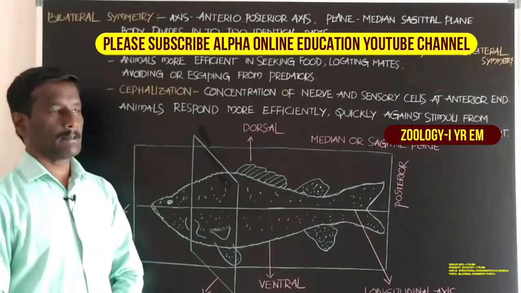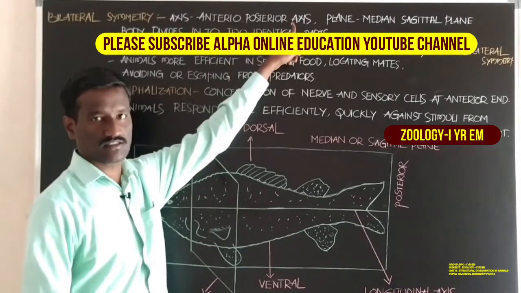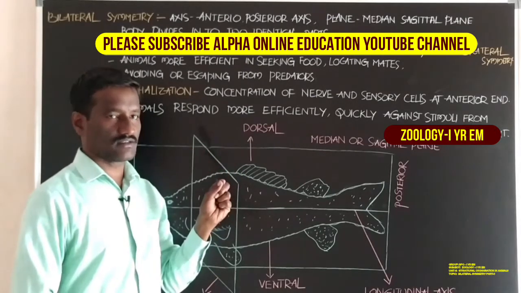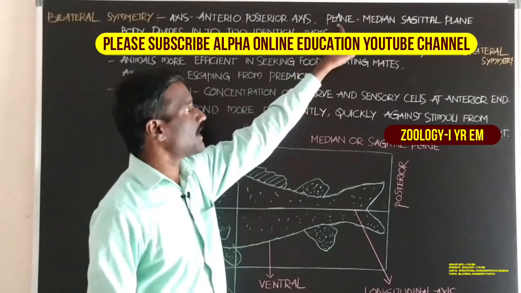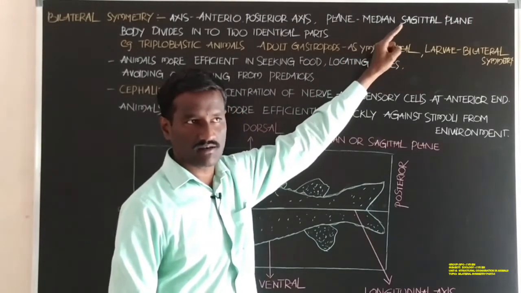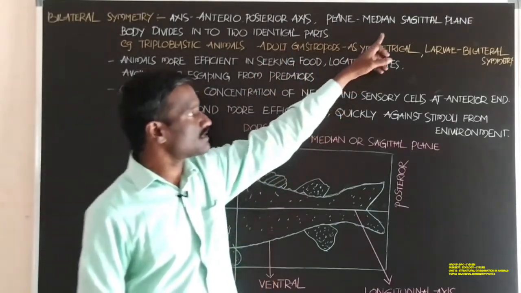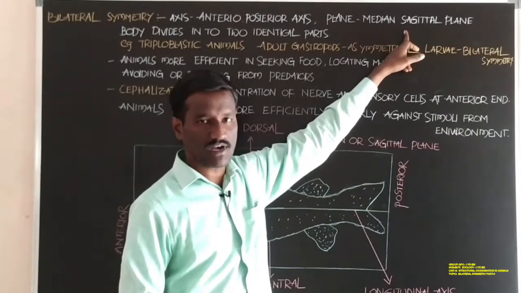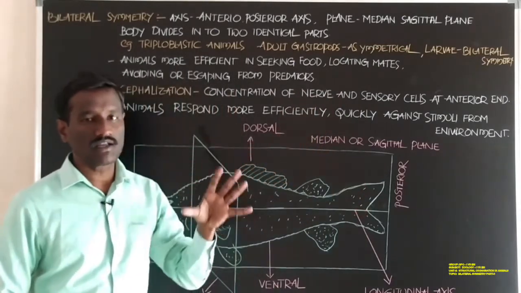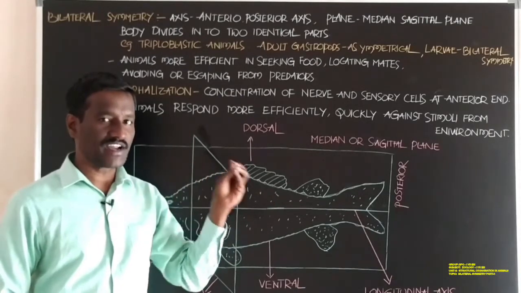About bilateral symmetry. In bilateral symmetry, the axis is the anterior-posterior axis. Next, the plane is the median sagittal plane. That is, the plane passes through the middle part of the body. Sagittal means longitudinal plane, an important plane. That is the plane that divides the body into two identical, equal right and left parts.